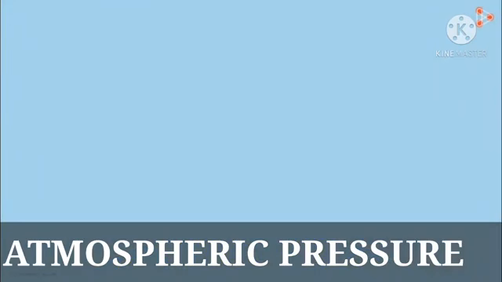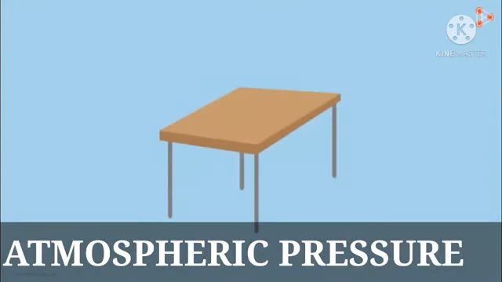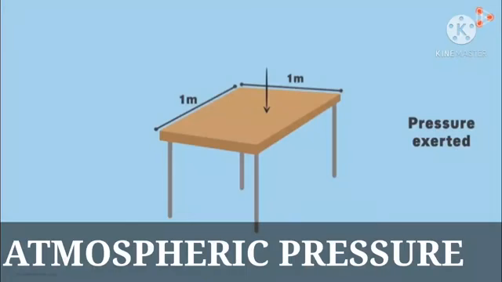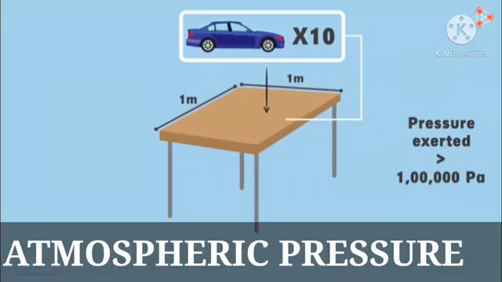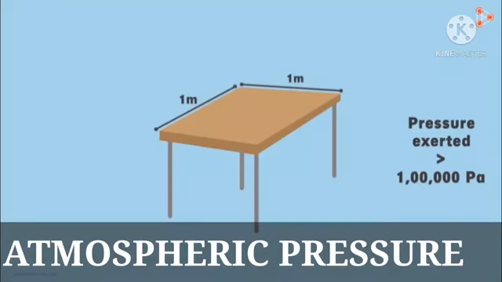For example, if I take a table with the upper surface of 1 by 1 meter, the pressure exerted by the air on the table in the downward direction is greater than 1 lakh pascals. This is equivalent to 10 cars being put on this table. Yes, 10 cars. I know what you must be thinking. Why doesn't this surface collapse under this huge pressure? How does it handle such massive pressure acting down on it?